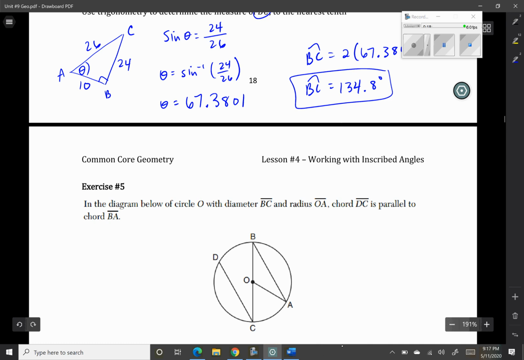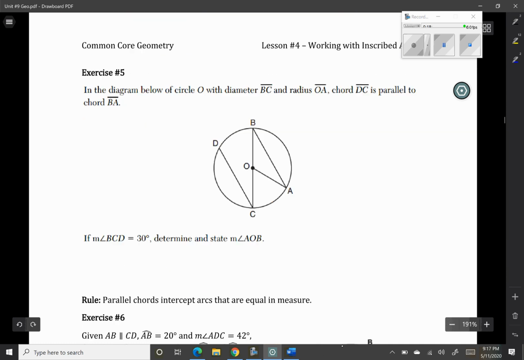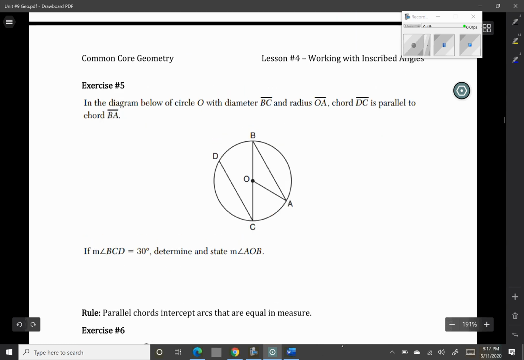Let's keep going. So here's what I'd like you to do. I'd like you to pause the video and try exercise 5. Label what's given, take a look at what you know and what you can maybe assume from the picture, and see if you can come up with an answer. It's okay if you can't.